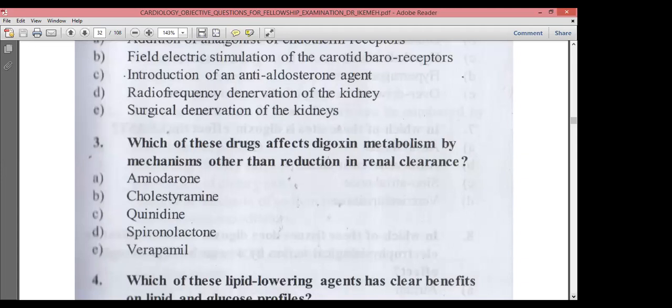Because previously I just checked digoxin interaction with other drugs, so I didn't see cholestyramine. I just saw those ones you called. But now I just typed digoxin and cholestyramine. So I saw that cholestyramine is likely to be a weak digoxin binder in the gut. And that changes induce this rising in digoxin metabolism.